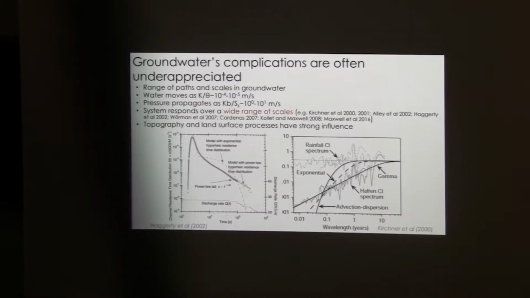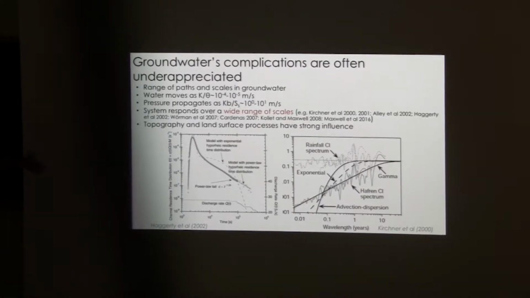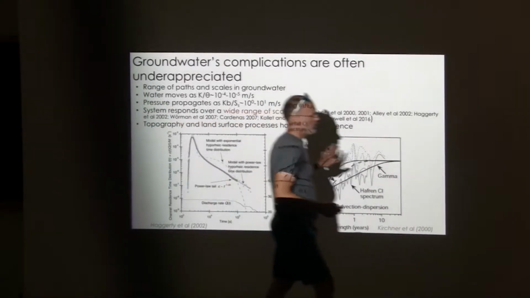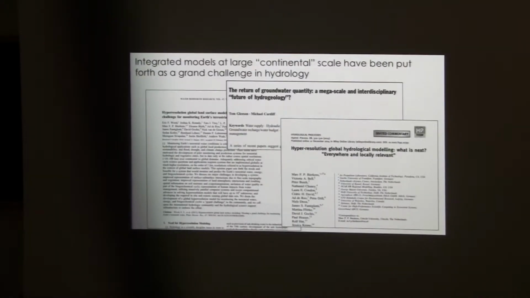And topographic and land surface processes have a really strong influence. There are two really nice studies at completely different scales. This is Roy Haggerty's work from the early 2000s, and this is Jim's Nature paper from 2000, both of which show that we're getting very complex behavior and that our traditional exponential-type models don't represent the more fractal or heavy-tailed behaviors that we see from groundwater. So this is not a new idea.